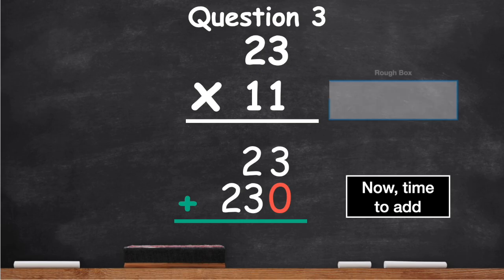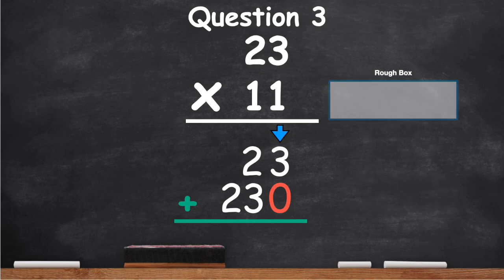So now let's first begin with the ones column. So in the rough box, we're going to write 3 plus 0. 3 plus 0 equals 3. So we're going to bring that 3 down to the ones column in the answer section.